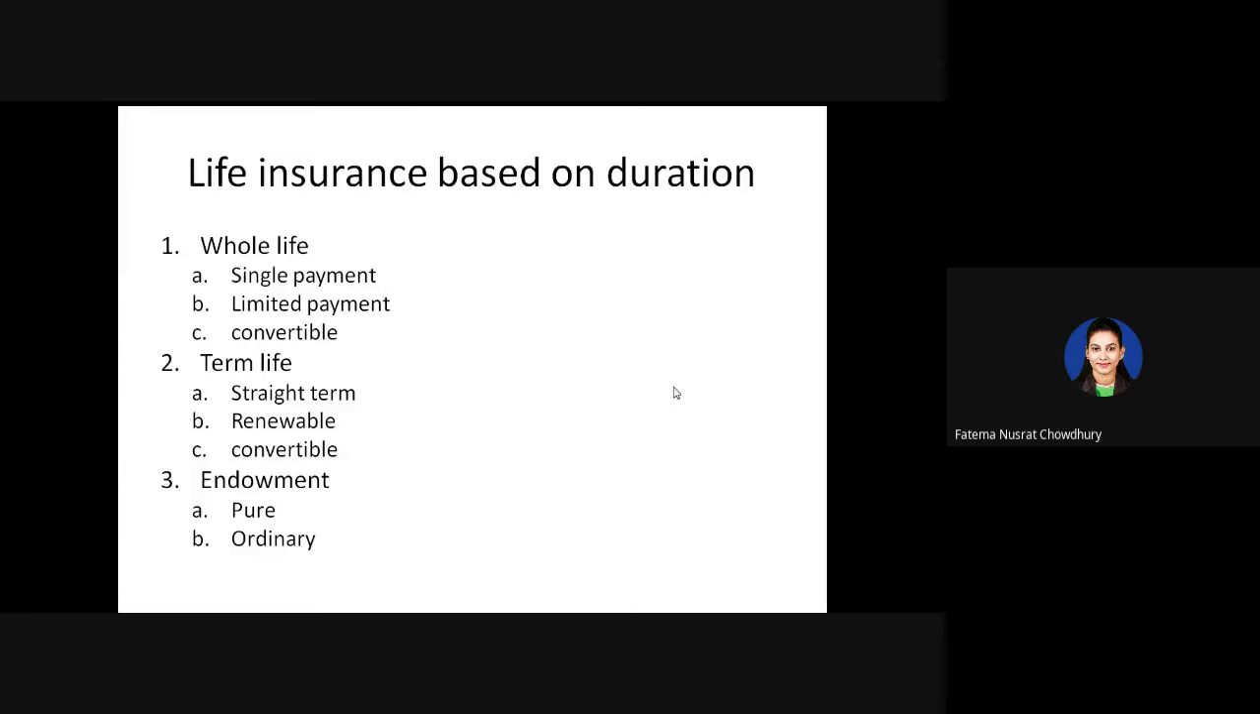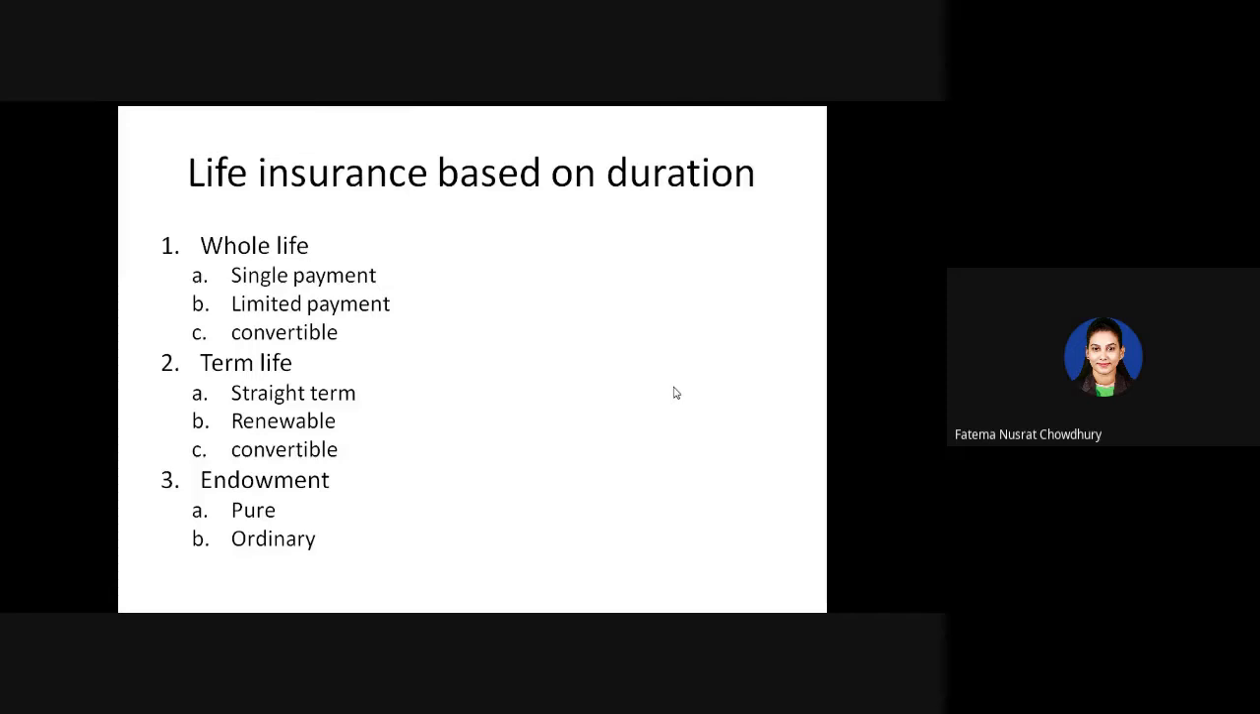And if the whole life insurance has a convertible option to switch to term life or endowment, it will be known as convertible whole life insurance. Second comes term life insurance. It is quite different from the definition of life insurance because it is the basic term. So what is the ceteris paribus here?